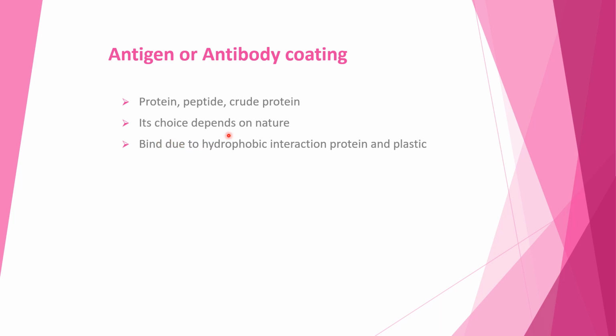In the first step, antigen or antibody coating, the antigen or antibody is coated to the surface of the wells. These antigens or antibodies are made up of protein, peptides or crude proteins. Their choice depends on the nature, which kind of antigen or antibody we need. These antigens or antibodies attach to the surface of the microtiter plate due to the hydrophobic interaction between protein and plastic.